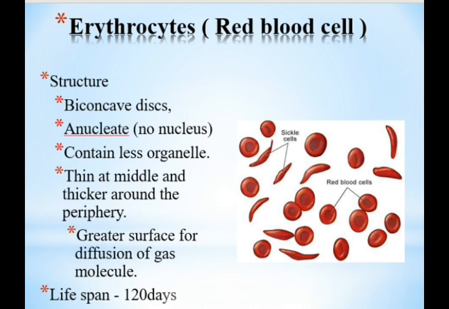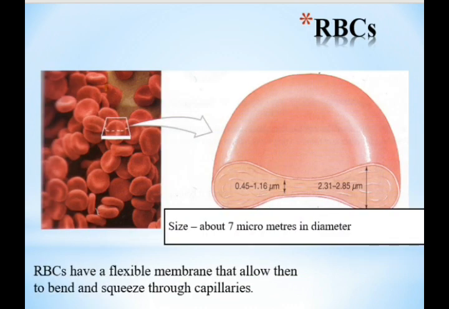They are biconcave discs with no nucleus and fewer organelles. So they're much thicker in the periphery and thinner in the middle. It is so that they will maximize the surface for gas diffusion. Lifespan will be 120 days, which is 4 months. The cell itself is like a disc with a thin middle and a thick edge, and they're about 7 micrometers.